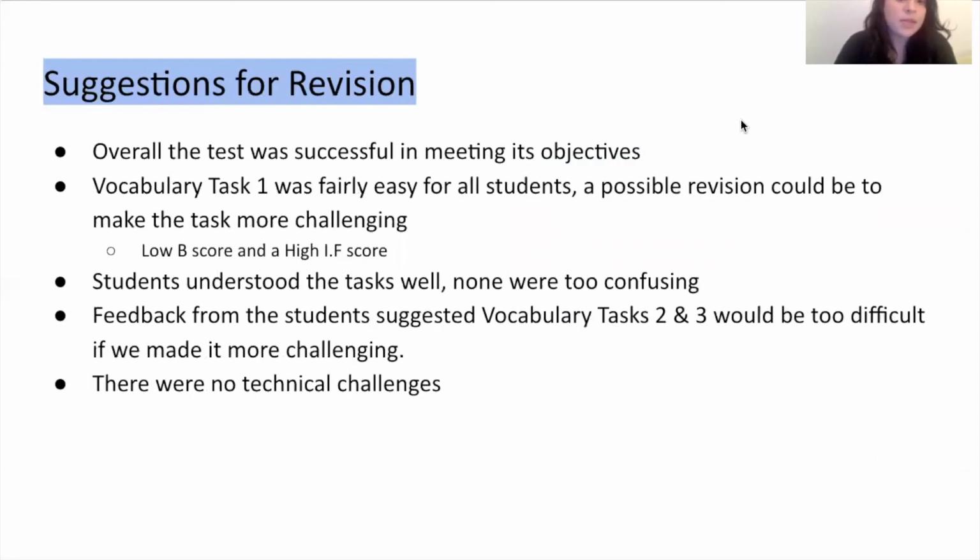Finally, I'll be talking about suggestions for revision. Overall, the test was successful in meeting its objectives. Vocabulary task 1 was fairly easy for all students. As Laura said, there is a low B score and a high IF score, so a possible revision could be to make the task more challenging. Students understood the tasks well and none were too confusing. And feedback from the students suggested vocabulary tasks 2 and 3 would be too difficult if we made them more challenging. Finally, there were no technical challenges because the test was paper-based.